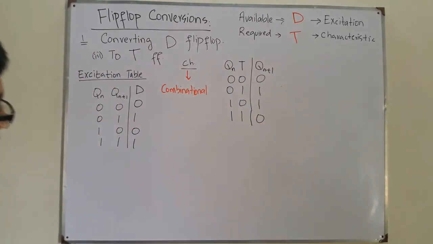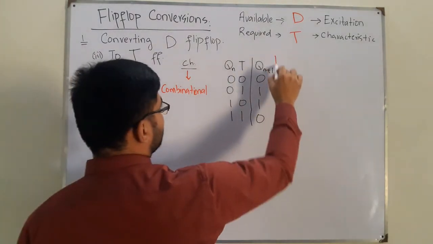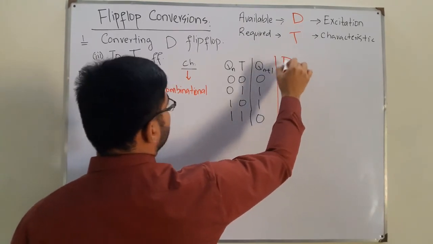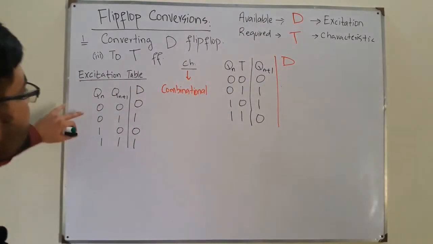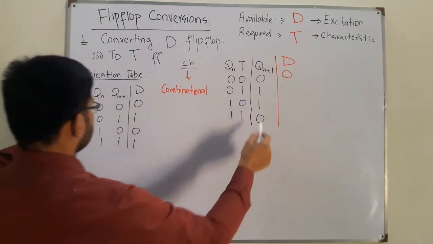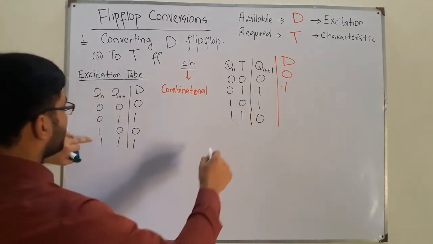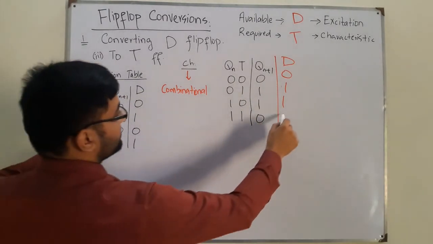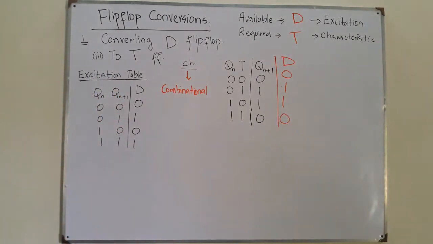Fine. Now we change it. We draw a combinational table, all right? So over here we have D. Fine. Now, 0, 0 will have a 0. 0, 1 will have a 1. 1, 1 will have a 1. And 1, 0 will have a 0. So this is about it, okay?